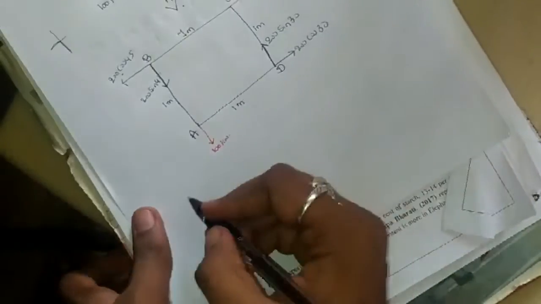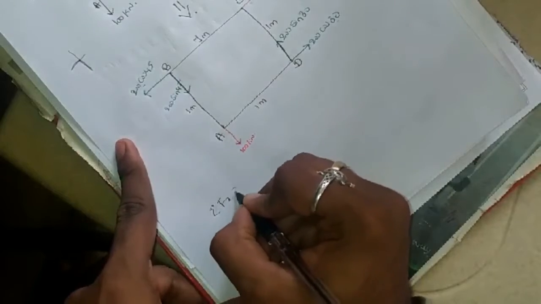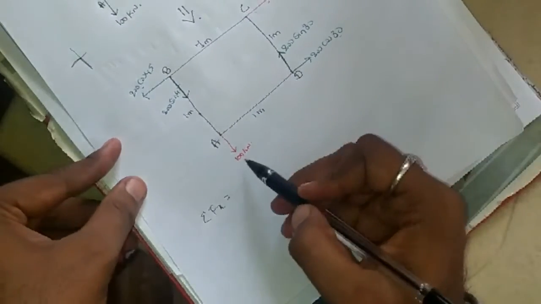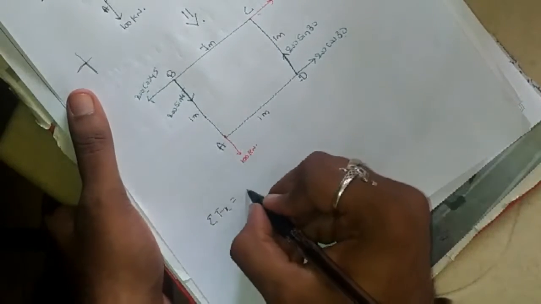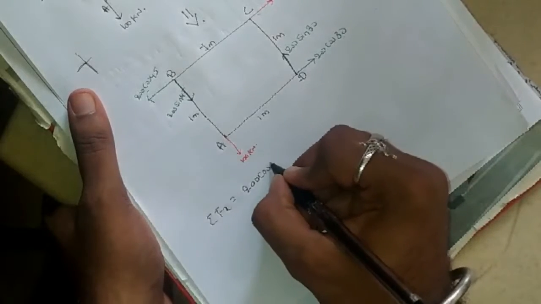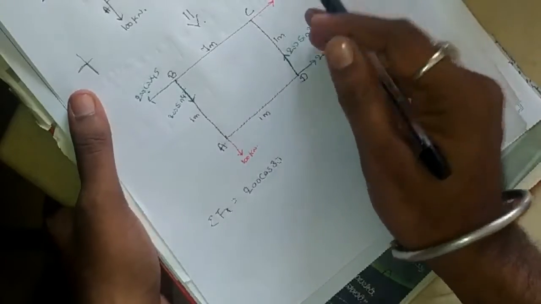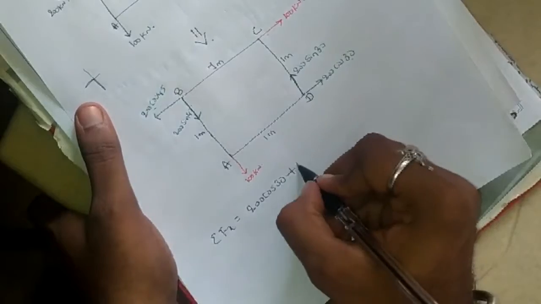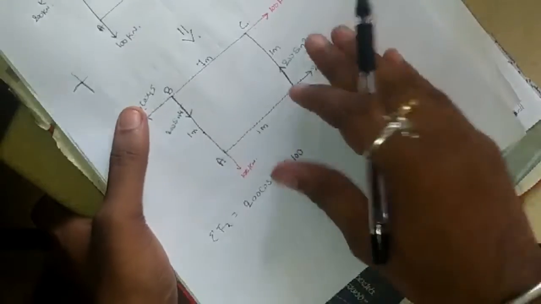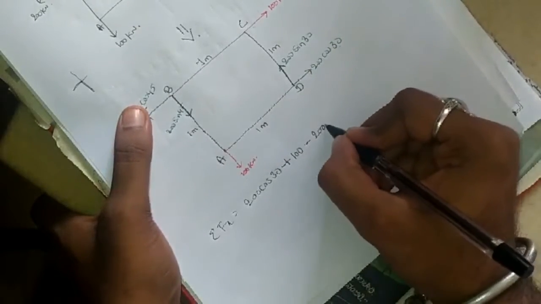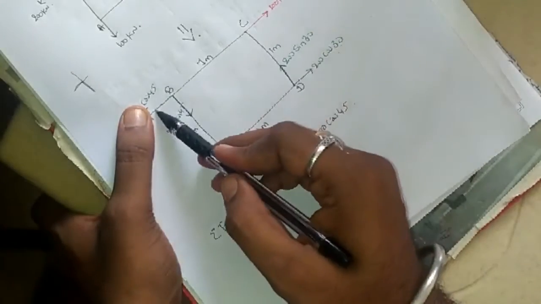So first, summation fx. Summation fx means addition of the x components of all the forces. The 100 kilonewton is acting purely along the y axis, so there is no x component. Here it is 200 cos 30, acting along positive x axis, so plus 200 cos 30. 200 sin 30 is acting along the y axis, so there is no x component. The 100 kilonewton is acting purely along the x axis, so plus 100. Now the 200 is in the third quadrant, so the x component is 200 cos 45, minus 200 cos 45. So summation fx is 200 cos 30 plus 100 minus 200 cos 45.